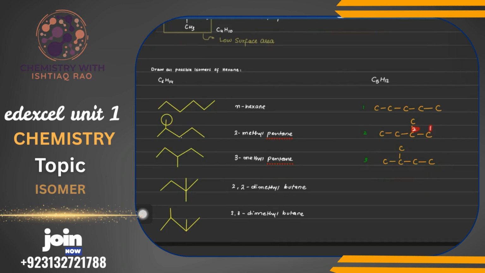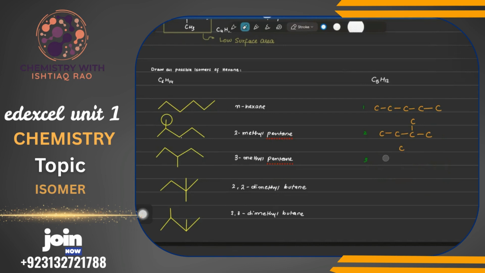If this is 1, 2, 3, 4, so this is going to be 1, 2, 3, 4, because this is the branch and we have to give the least number to the branch. That's the rule. In both cases, the name is the same. When the name is the same, it's the same structure. It's not an isomer. We need a different structure. We need a different name. So this is going to be the same.